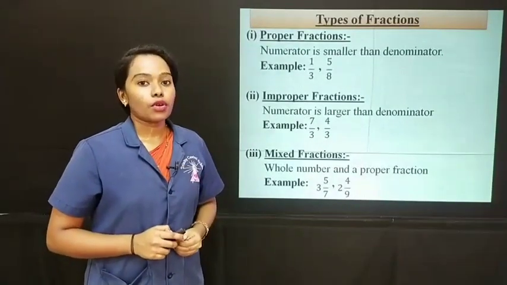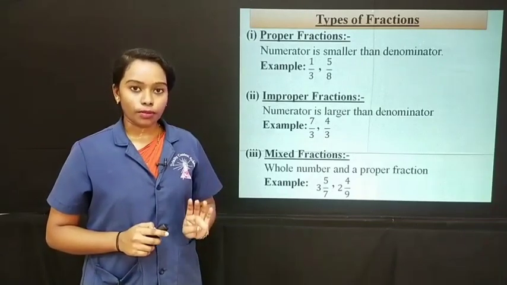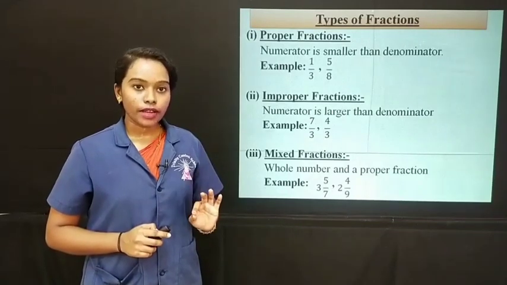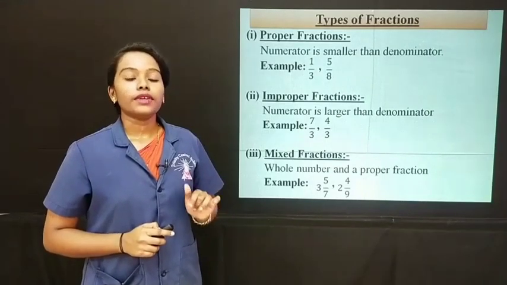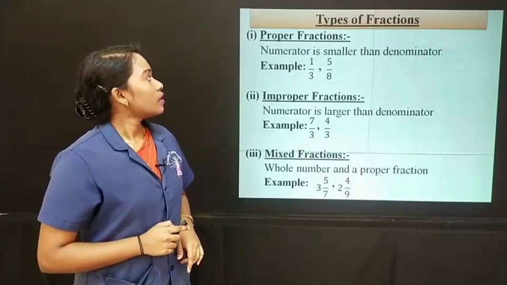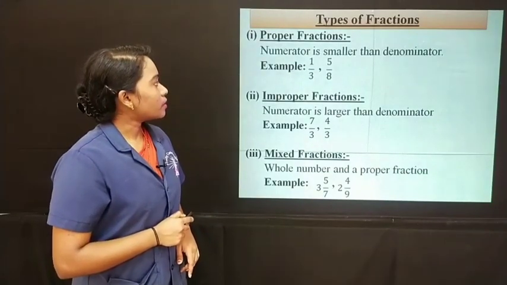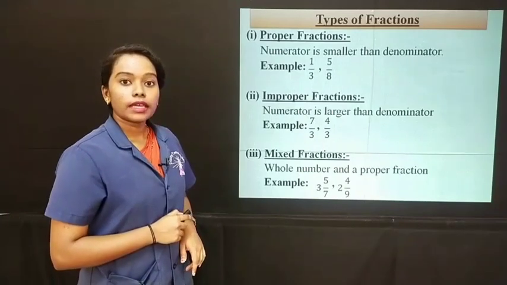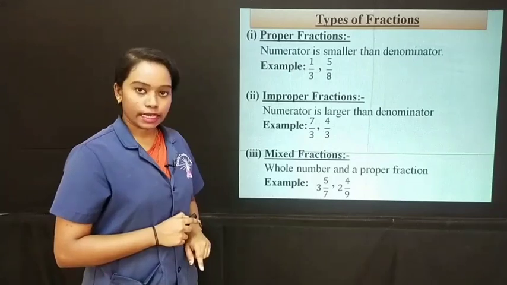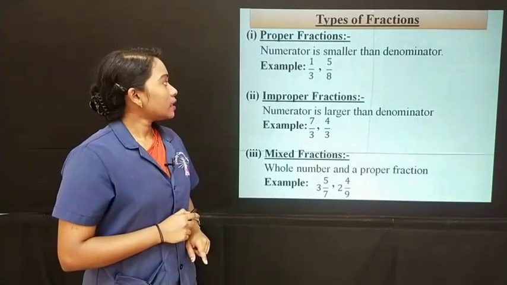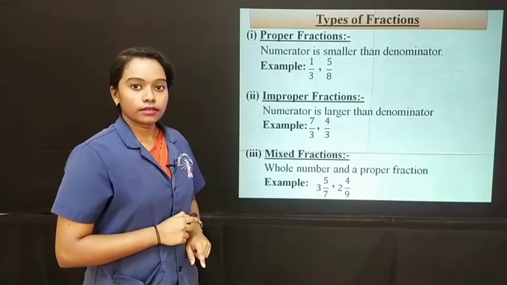Next is types of fractions. We have 3 types of fractions: proper fractions, improper fractions and mixed fractions. Let's begin with proper fractions. See here, we have an example 1 by 3. Here our numerator is 1 and our denominator is 3. Numerator 1 is less than the denominator 3.